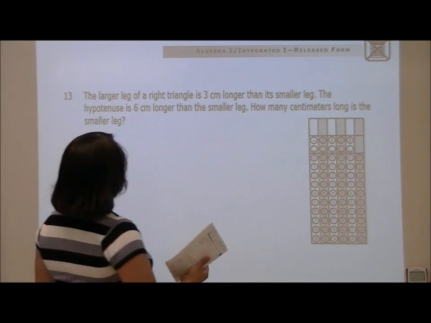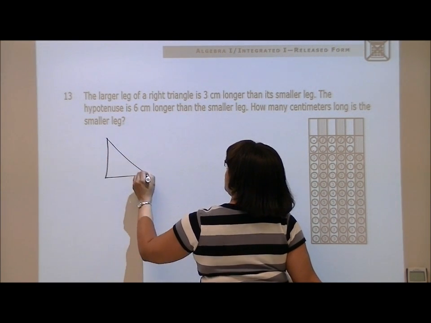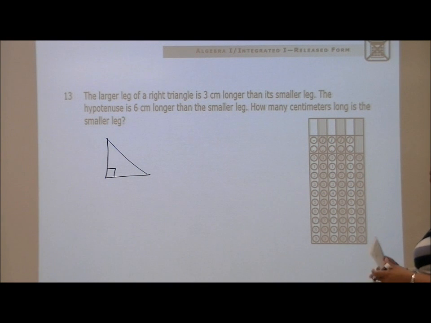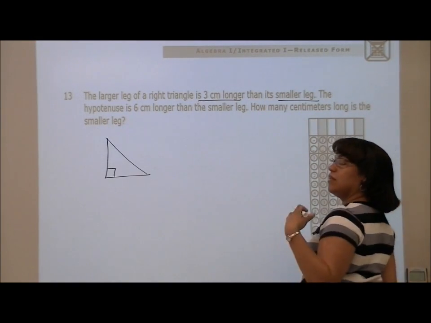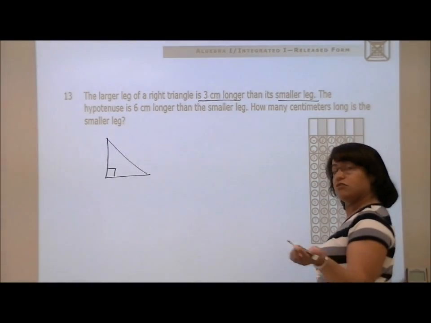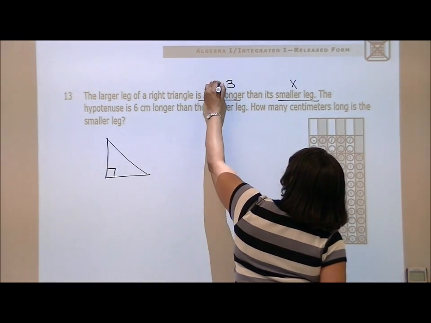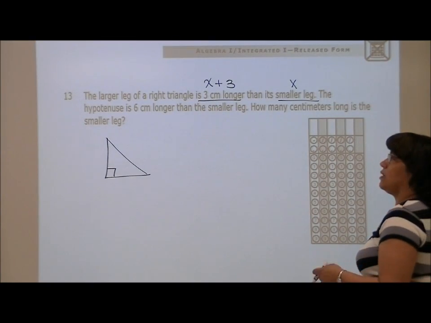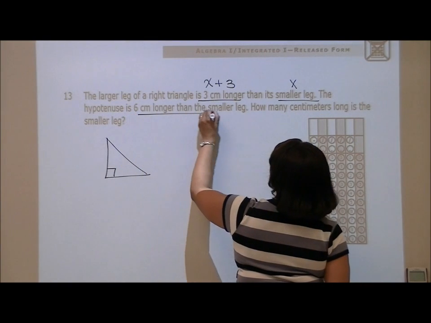Number 13. The larger leg of a right triangle, so we're going to draw a right triangle. We know that. You should draw a diagram if they give you a visual that you can see in your mind. The larger leg of a right triangle is 3 centimeters longer than its smaller leg. So they're talking about it in terms of the smaller leg, so let's use a variable for the smaller leg. And this is 3 longer, so you're going to add 3. You can put 3 plus x or x plus 3. The hypotenuse is 6 centimeters longer than the smaller leg.